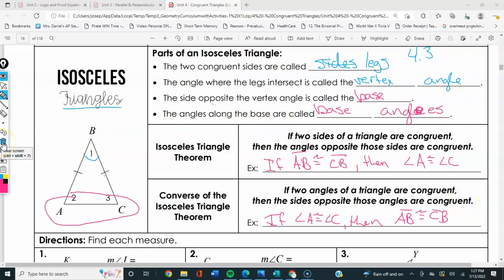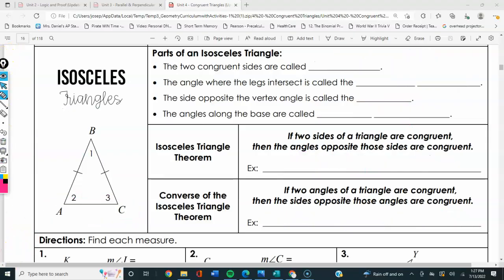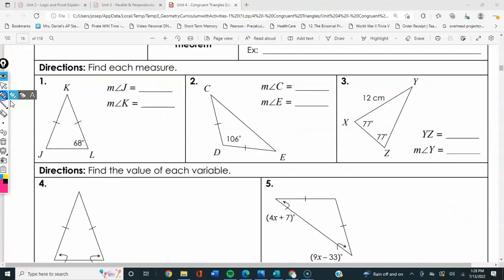Okay, let's get to the actual math part. Alright, first one we're going to do. Find each angle. Find J. Well, J is a base angle, L is a base angle, so J is 68 degrees.